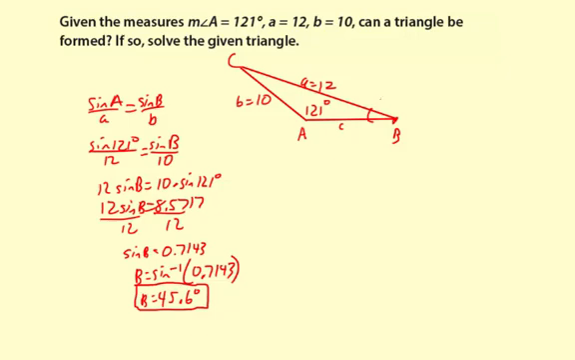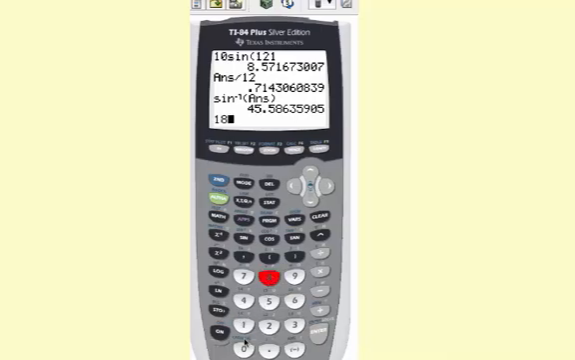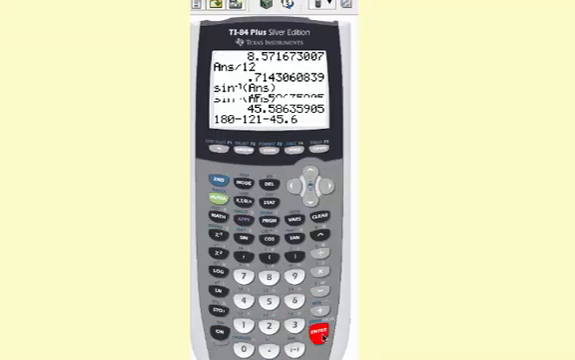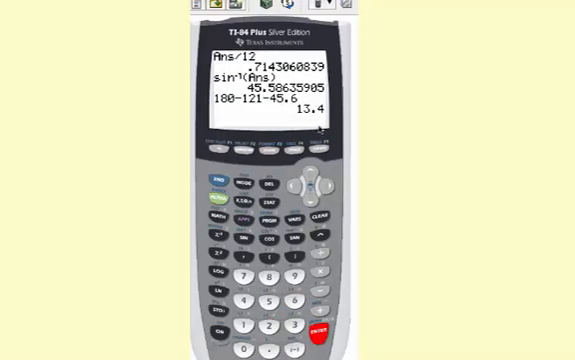Okay, so now we know this one here, 45.6 degrees. So now we know two angles of the triangle, and we can use the triangle sum theorem to find the measure of the third angle, C. So I'm going to say measure of angle C is 180 degrees minus 121 degrees minus 45.6 degrees. So I'm taking the 180 degrees, which has to be the total of the three angles, and then subtracting the two known angles. So let's do that on a calculator. 13.4 degrees, so that's a relatively small angle there.